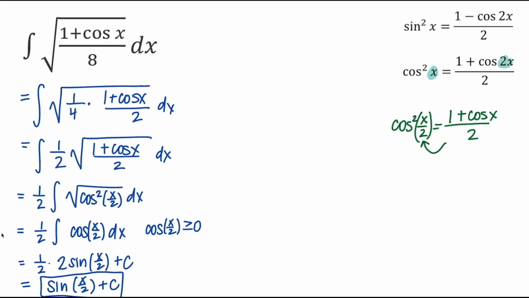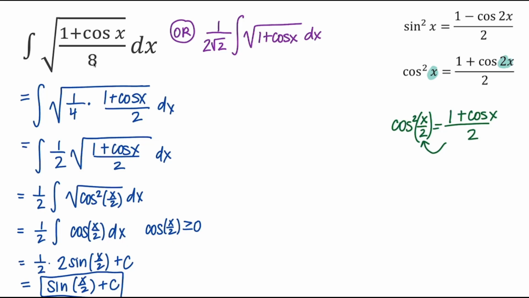Now, this isn't the only way to find this integral. There's another option. So I'm going to come up here and I'm going to put or. Here's what we could have done. So let's see. The 8 in the denominator, if I take the square root of 8, that's 2 rad 2. So let's just pull out 1 over 2 rad 2. And then the only part that's underneath the square root is 1 plus cosine x.